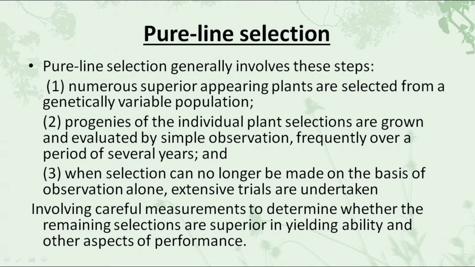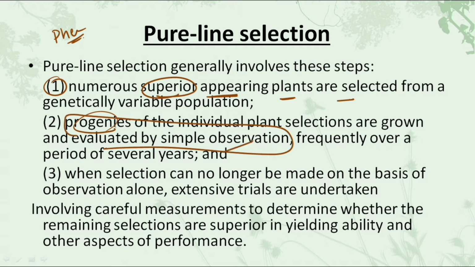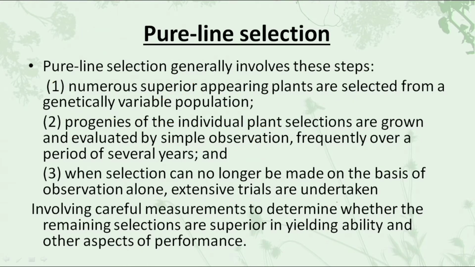In this also, we are using the phenotypic characteristics only. First we select the numerous superior-appearing plants, and these are then sown into the soil, and we get their progenies. After these progenies are grown, they are evaluated by simple observations. And if selection cannot be made on the basis of observation itself, we use extensive trials. So this is all about pure line selection.